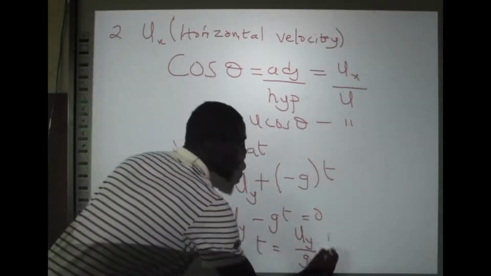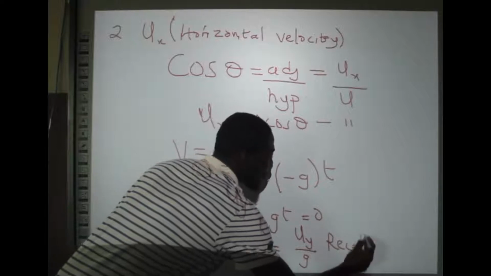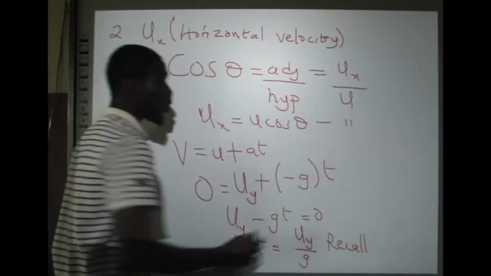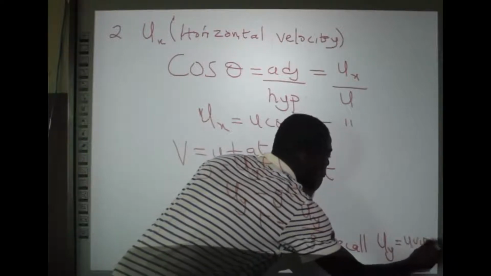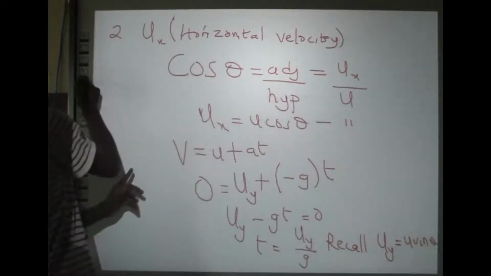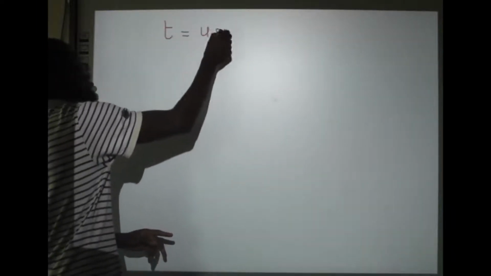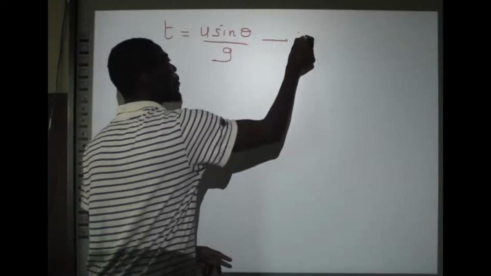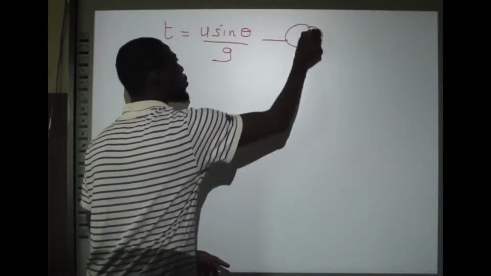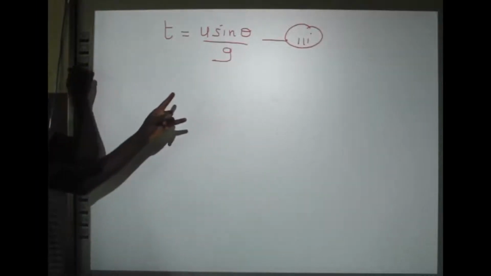Now if you recall from our first expression for the vertical velocity, I told you that our uy is given as u sine theta. So it implies that our t will now be equal to u sine theta all over g. So this is the expression used in calculating the time taken to reach the maximum height.